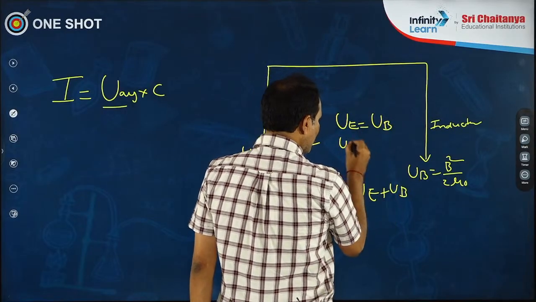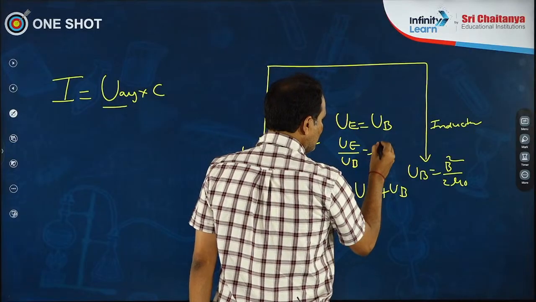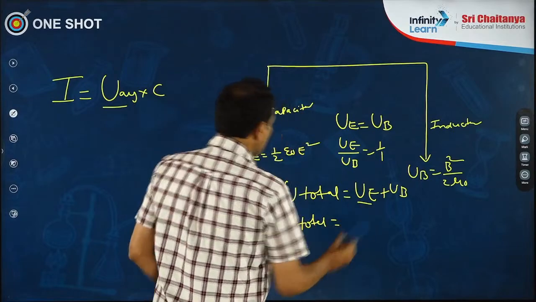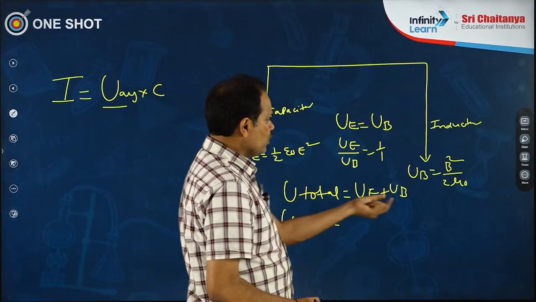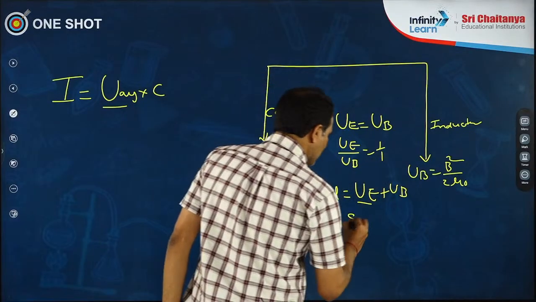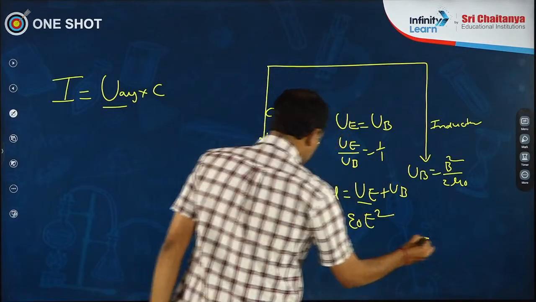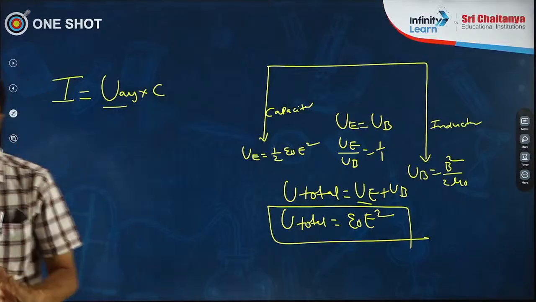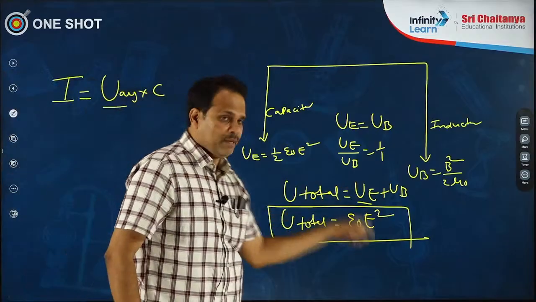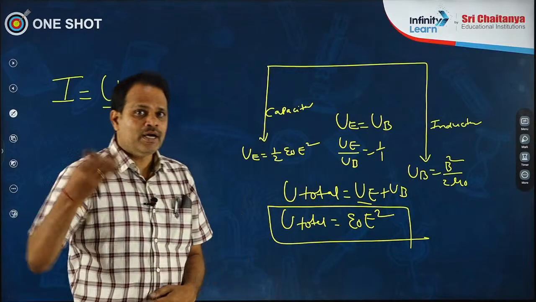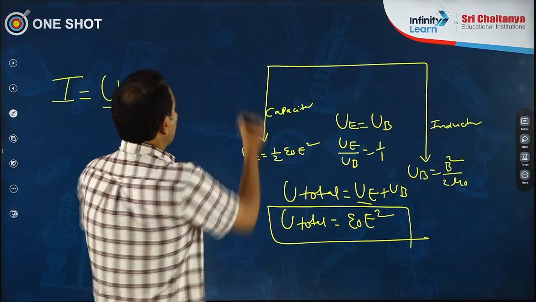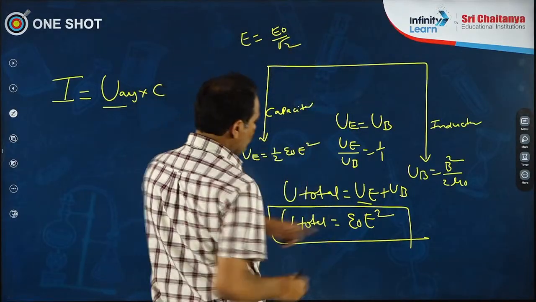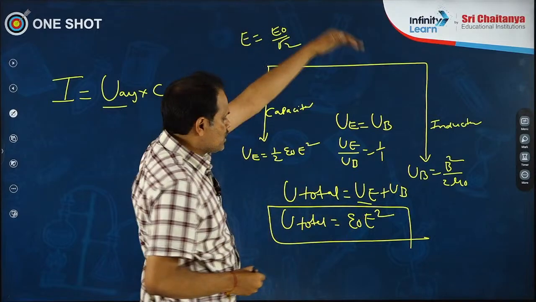What is the ratio UE by UB? That is equal to 1:1. So the total energy density U is equal to UE, half into epsilon into E square, and UB is also the same value. We can write it as epsilon naught into E square. This is the total energy density of the electromagnetic wave. Careful: here E is RMS. E naught is the amplitude given, and the relation ERMS is equal to E naught by root 2, so we can write epsilon naught into E naught square by 2.